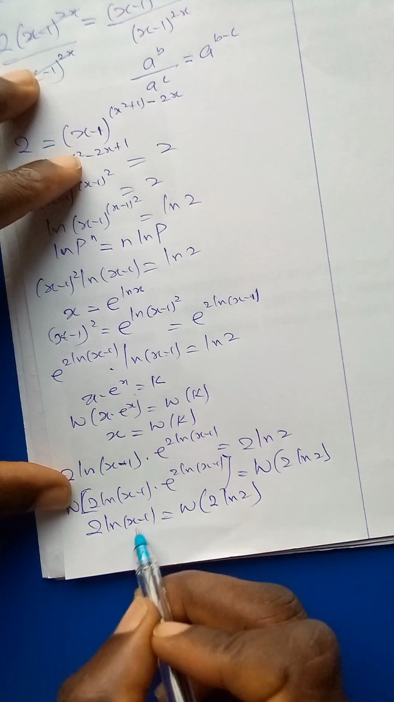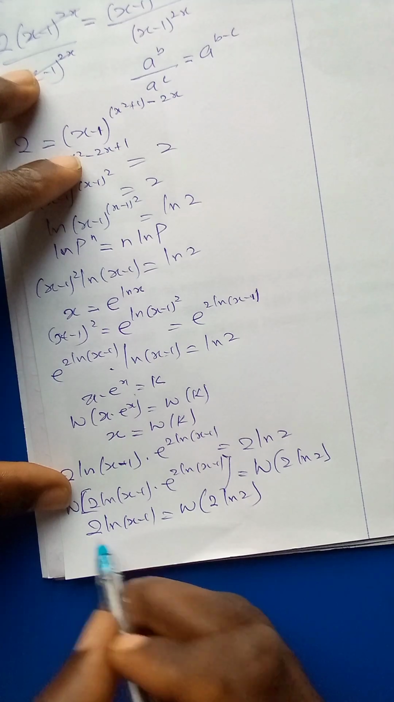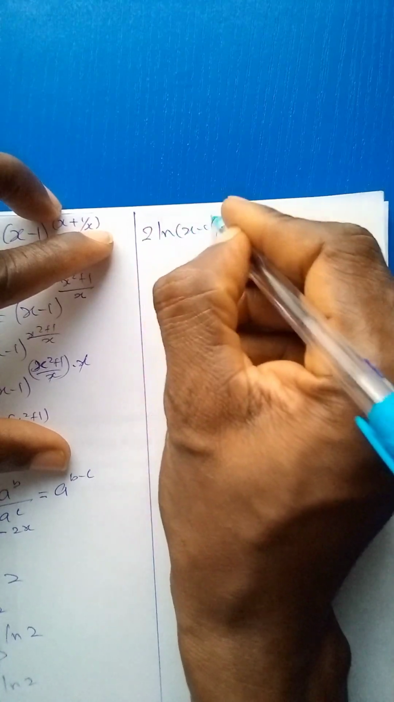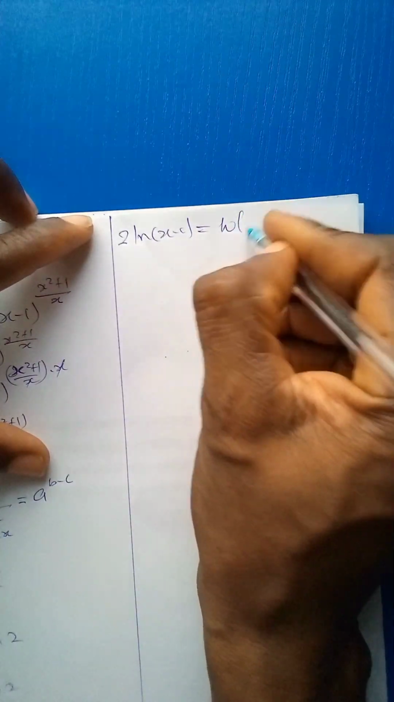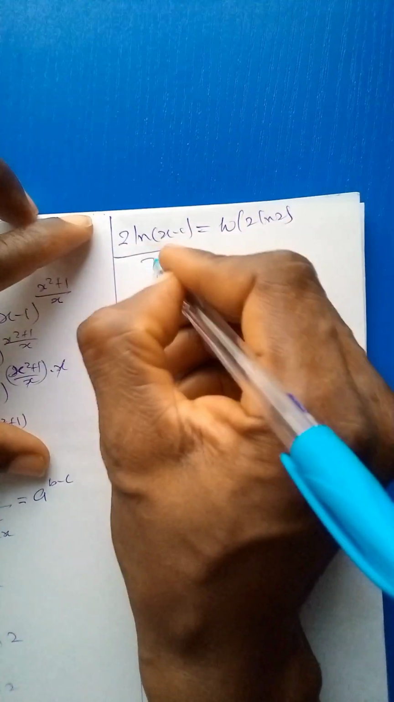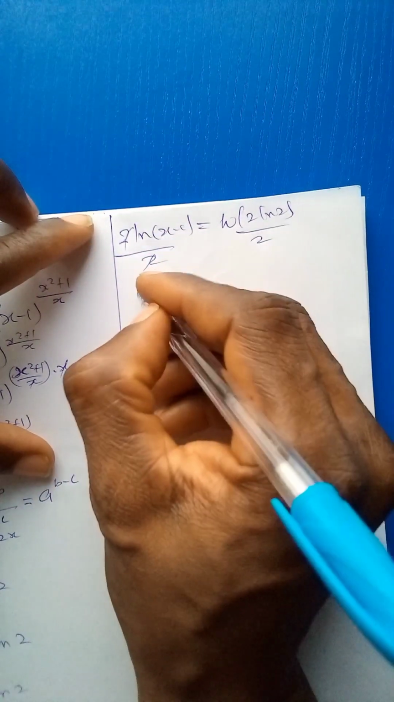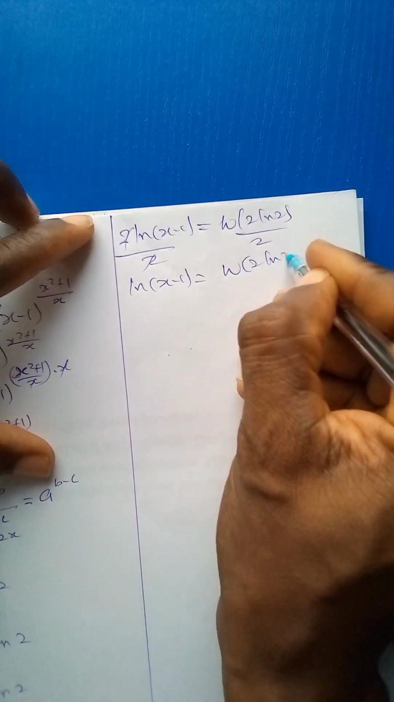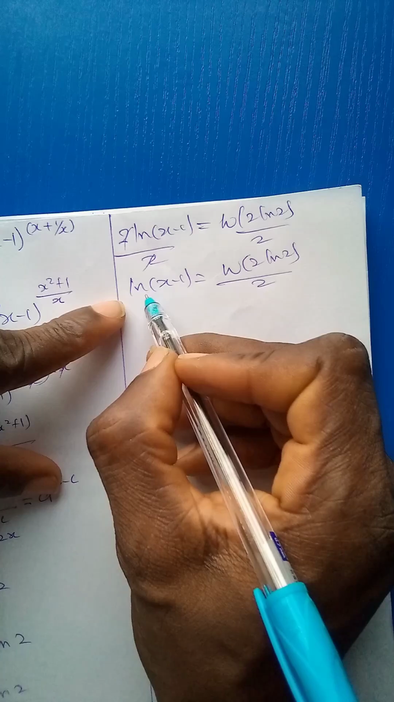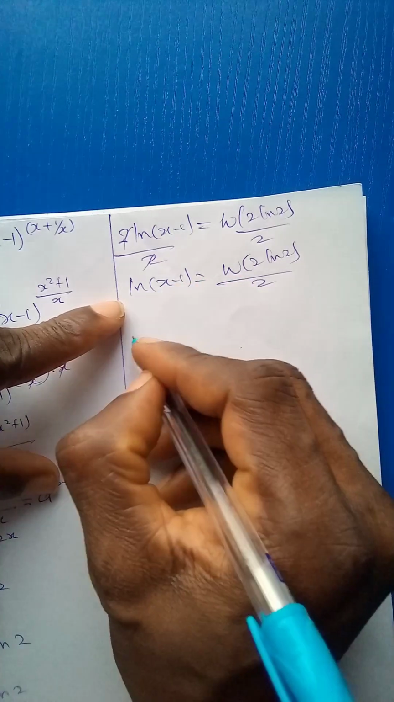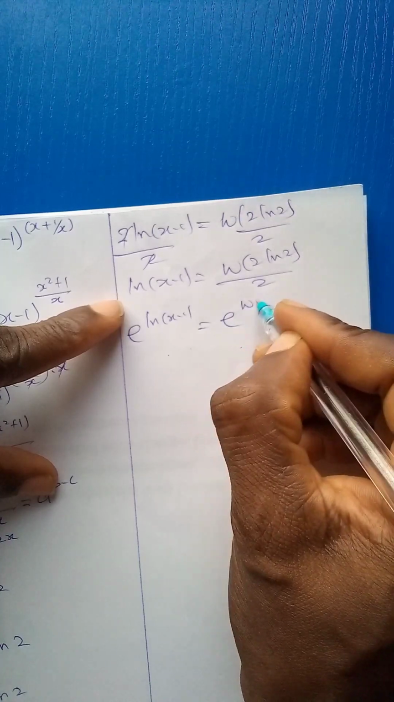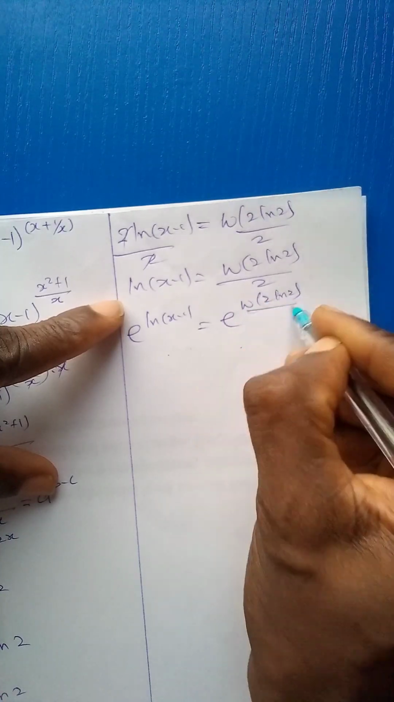Now my aim is to make x the subject of the equation, but before that, let me divide both sides by 2, and I'm going to do it up here. So I have 2 ln x minus 1 is equal to W of 2 ln 2. Divide both sides by 2. This and this will cancel out. I have ln x minus 1 equals W of 2 ln 2 all over 2. To make x the subject, let me take the e of both sides. So e to the power ln x minus 1 equals e to the power W of 2 ln 2 all over 2.